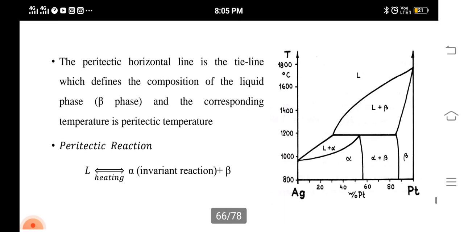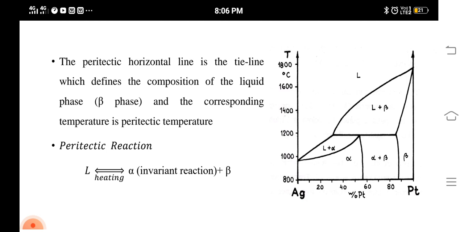Here, the peritectic horizontal line is the tie line which defines the composition of the liquid phase, and the corresponding temperature is called the peritectic temperature. Now we have the peritectic equation, that is, liquid phase will become alpha plus beta while cooling. Vice versa, in the invariant reaction, alpha plus beta will give liquid while heating.